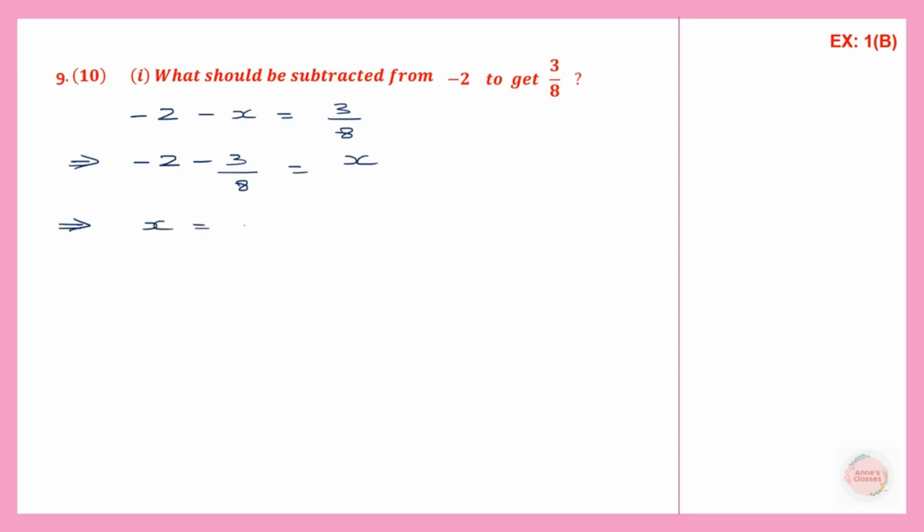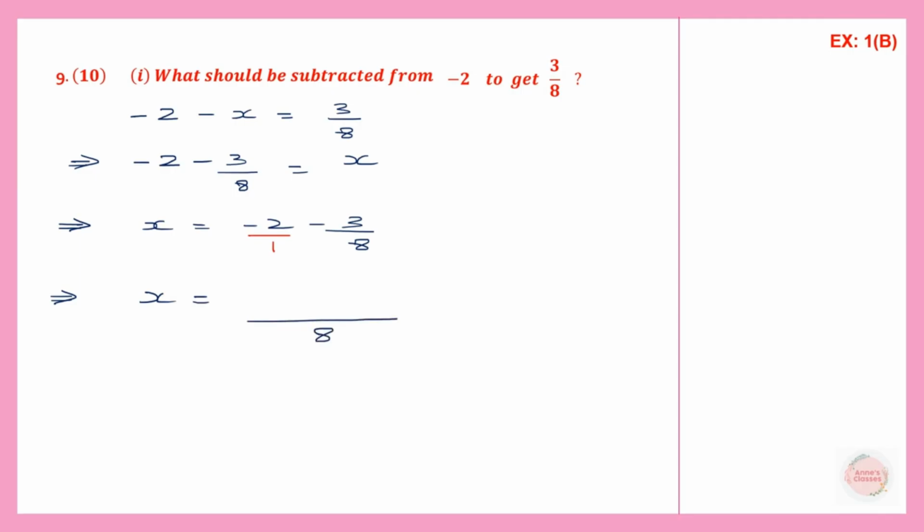X is equal to minus 2 minus 3 by 8. Now let's give this the denominator 1. So now x is equal to, now find the LCM. 1 and 8 are the denominators, so the LCM will be 8.